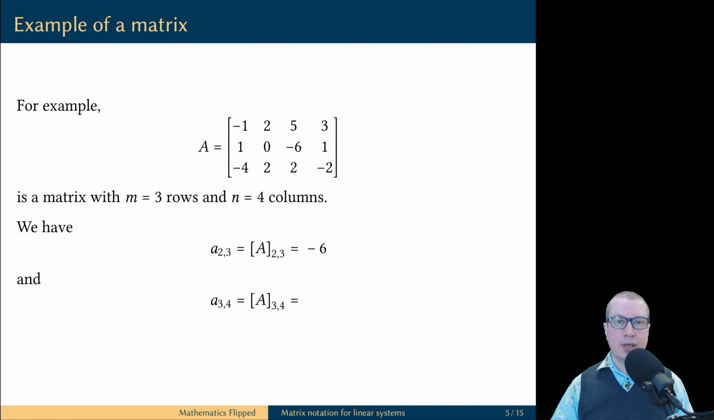Next, let's locate the entry in position 3, 4. So this is row number 3, and remember we count rows from the top, so row number 3 in this case is the bottom row. Then we take column number 4 and we count columns from the left, so column number 4 is the rightmost column, and then the entry at the intersection of row number 3 and column number 4 is -2. This is the entry we're looking for.